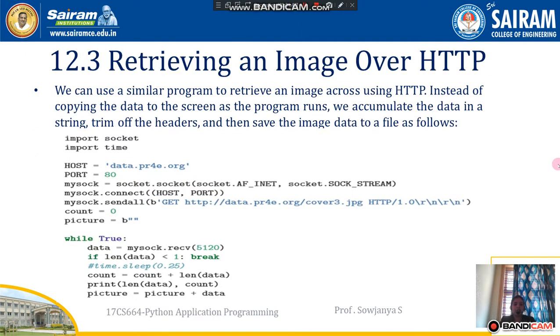The next topic is how to retrieve an image over hypertext transfer protocol. Using HTTP, we will write a program to retrieve the image. Instead of copying the data to the screen as the program runs, we can accumulate the data in a string, trim off the headers, and then save the image data to a file as follows.